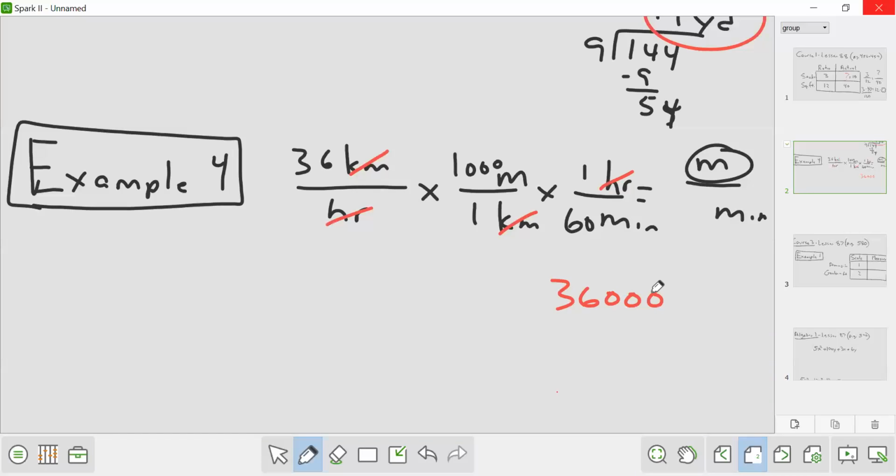36,000 divided by 60, because I've got nothing there, it's 60 there. That's meters per minute. Well, what is 36,000 divided by 60? It is 600 meters per minute. Right?